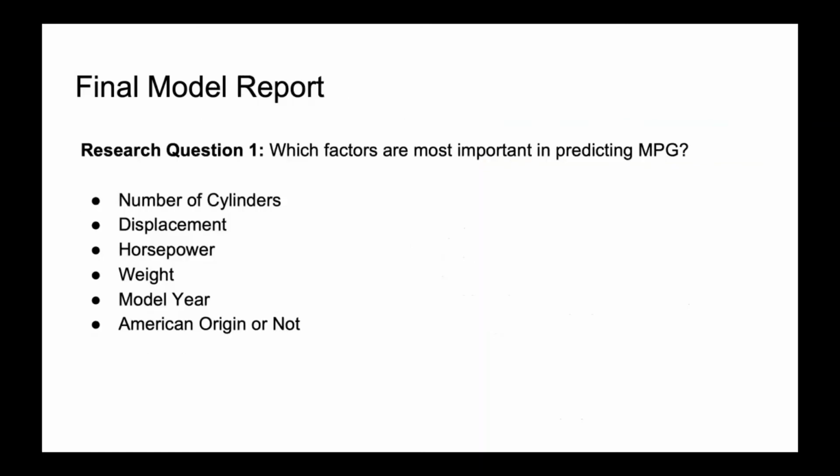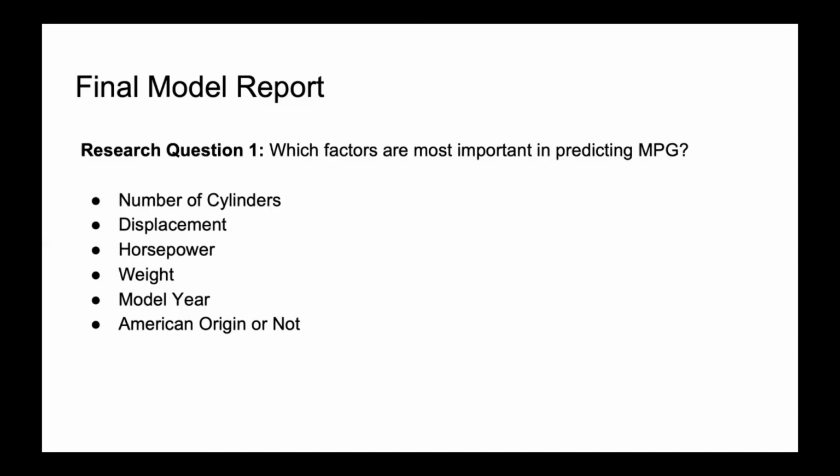Okay, thanks, Mike. After we got the final model, we are able to answer our research questions. The first one is which factors are most important in predicting the miles per gallon. We got number of cylinders, displacement, horsepower, weight, model year, and the origin of the car.